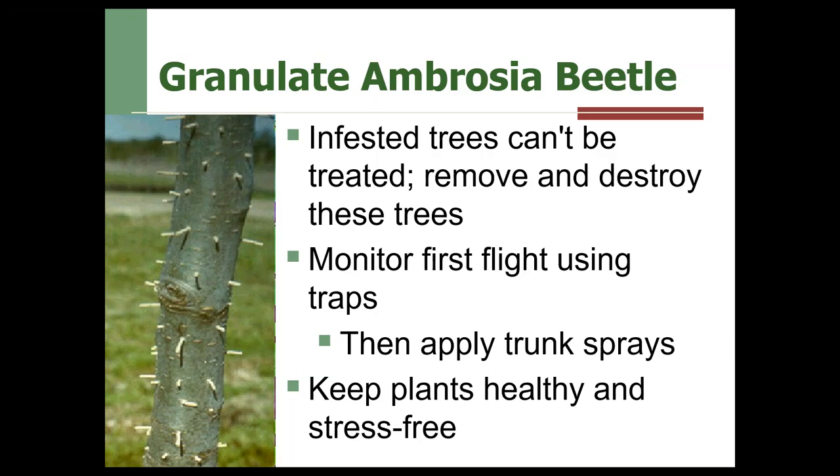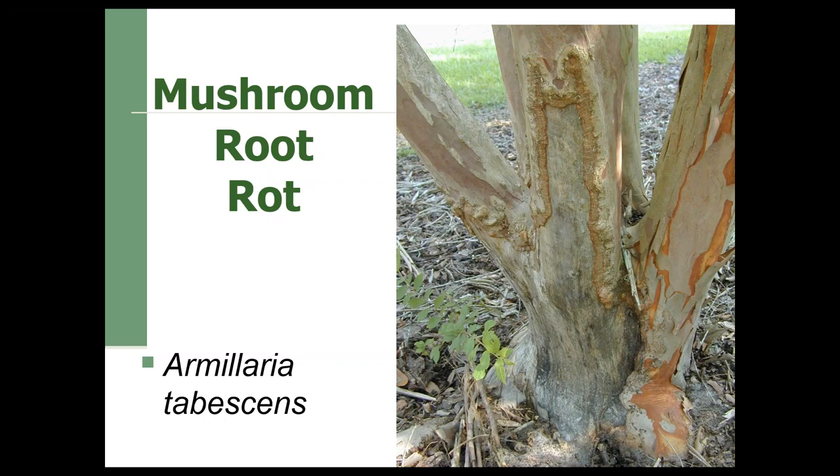The last rare occurrence on crapemyrtle is mushroom root rot, or Armillaria root rot, caused by a fungus, Armillaria tabescens. This is primarily a landscape problem, and what I'm showing in the photo here is the base of a mature Natchez crapemyrtle where we actually documented the mushroom root rot fungus on the roots that eventually also killed the bark on the lower part of the stem, causing, as you can see, this wounding response here. And that was a severe infection, and the Natchez crapemyrtle eventually died.